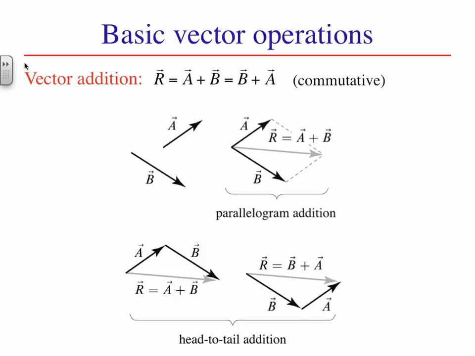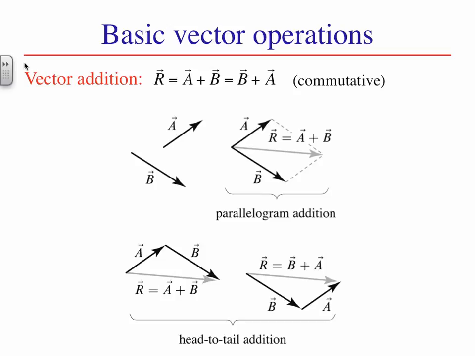The lower left and lower right figures show two different head-to-tail additions. In the lower left figure, we have picked up b and placed the tail of b at the head of a. The result is the vector whose tail is coincident with the tail of a and whose head is coincident with the head of b. A complementary operation is shown in the lower right figure. Here we have picked up a and placed the tail of a at the head of b. The resultant is the vector whose tail is coincident with the tail of b and whose head is coincident with the head of a.